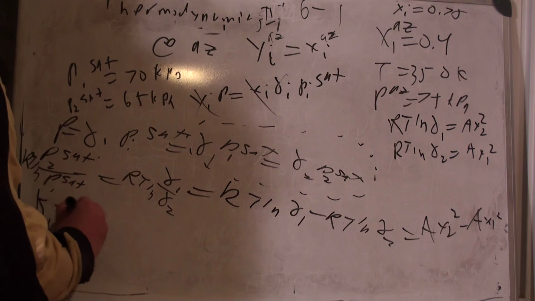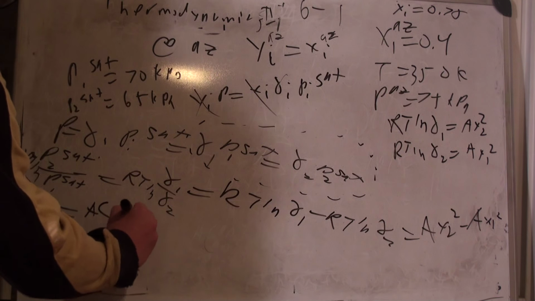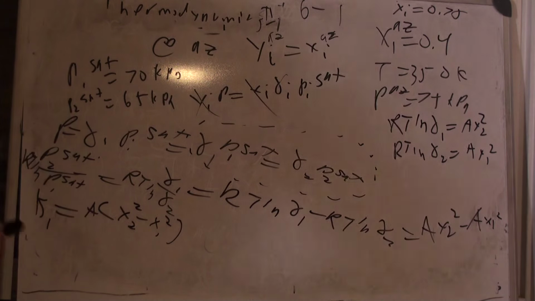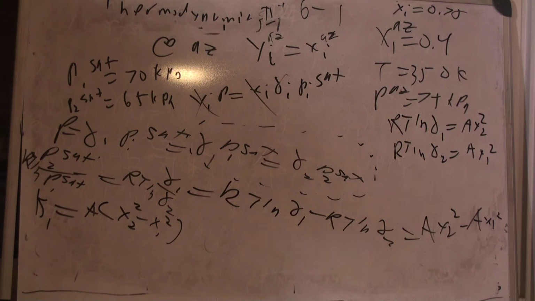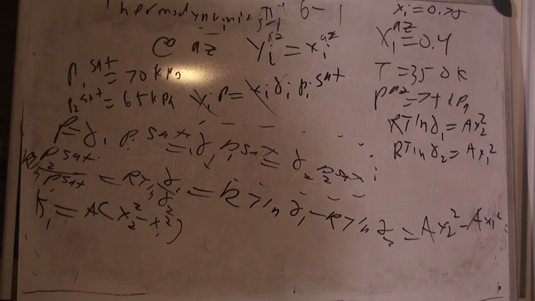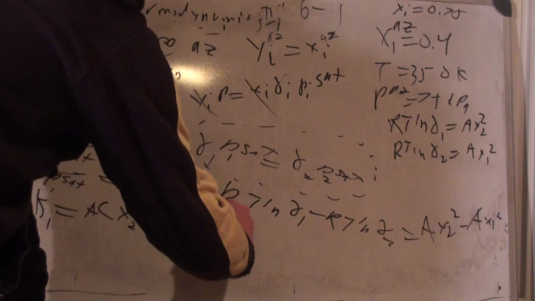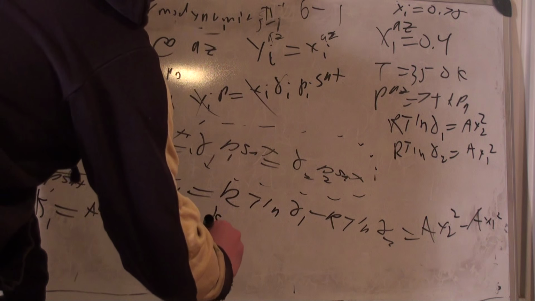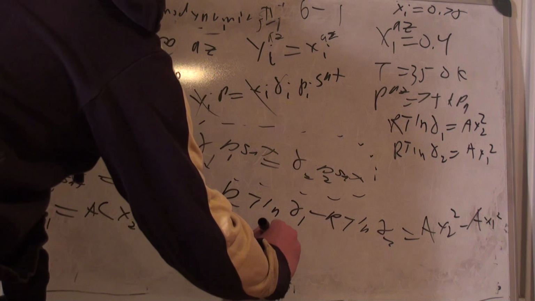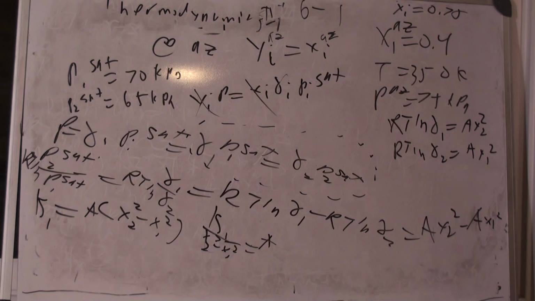Okay. And so kappa 1 is equal to A, and I pull out my like term, so I have A(X2 squared minus X1 squared). Well, I know X2 at the azeotrope, because I know X1 at the azeotrope. It's 0.4, so X2 is 0.6. And so when I'm all said and done, I have kappa 1 over (X2 squared minus X1 squared) is equal to A. Okay. And at this point, I just plug and chug. Okay. And so now that I have A, that's the first part of the problem.